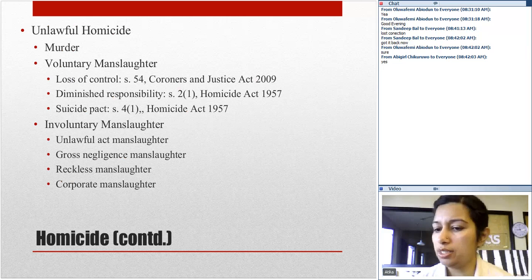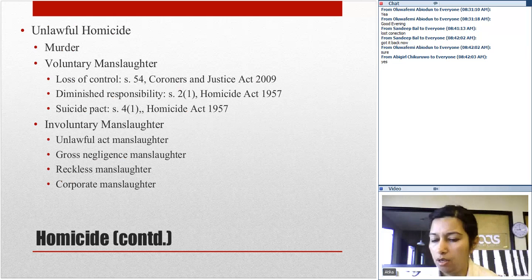It is important to understand the relationship between murder, voluntary manslaughter, and involuntary manslaughter. All offenses share a common actus reus: the defendant unlawfully causes the death of another human being. Murder is more serious because it requires the highest form of mens rea, an intention to kill or cause grievous bodily harm. So murder is your most serious crime of all in homicide.